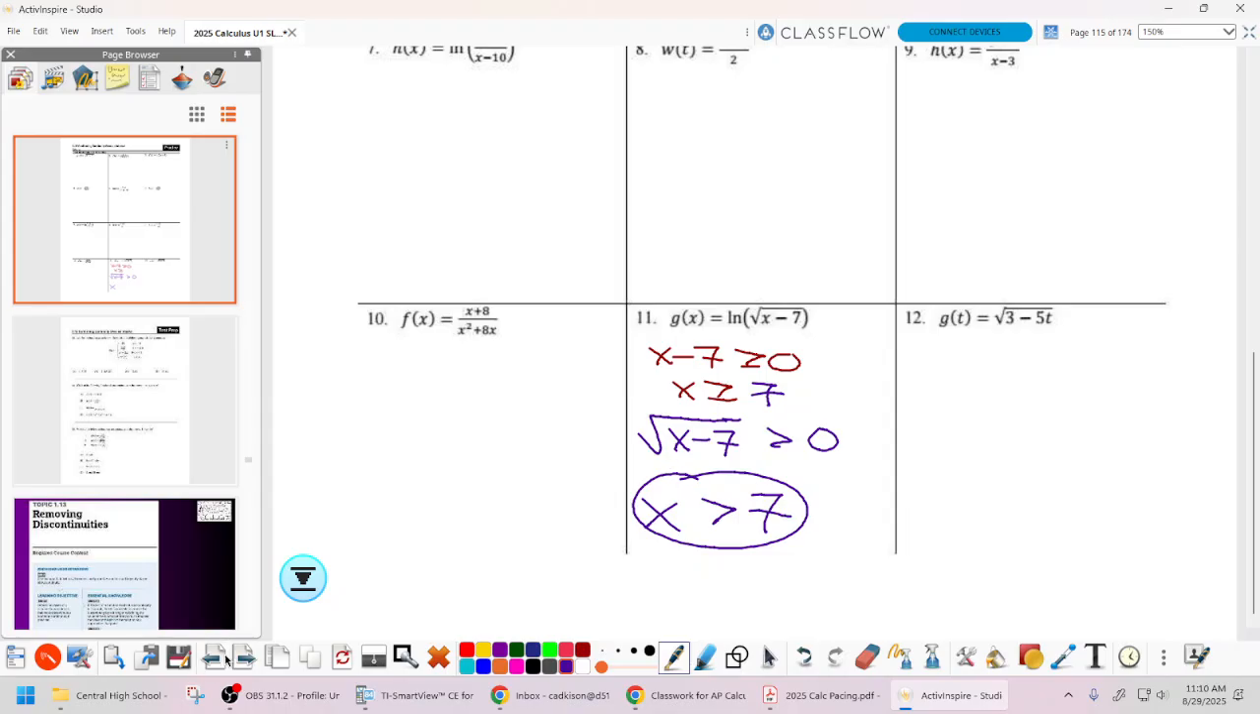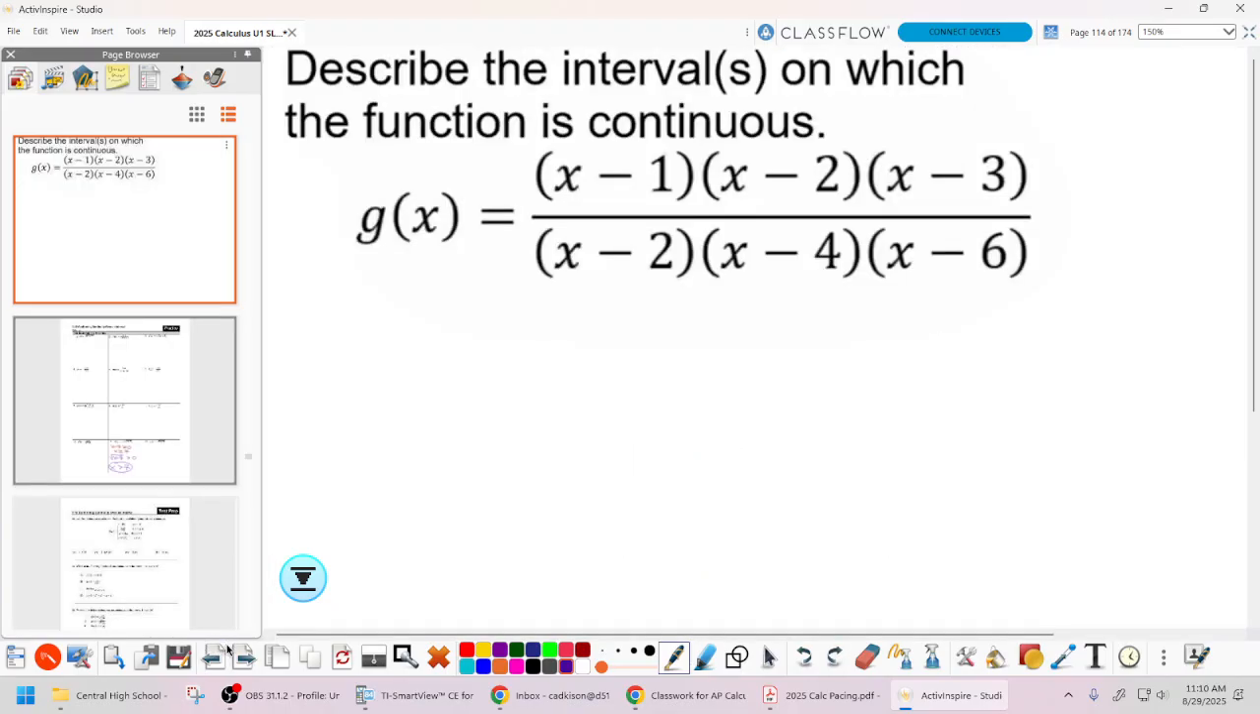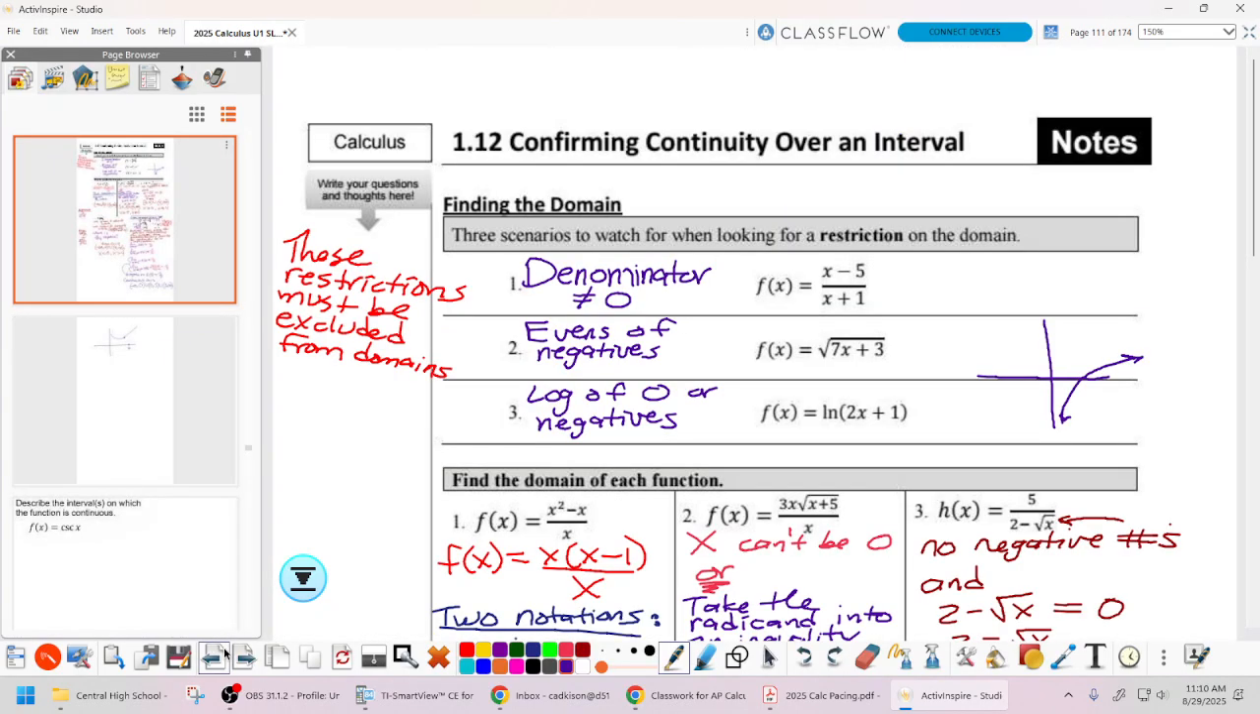Okay. Sorry about that. Just to show you what I'm talking about. Look what I wrote. We know it's supposed to say even roots of negatives, but it just says evens of negatives. So that's confusing.